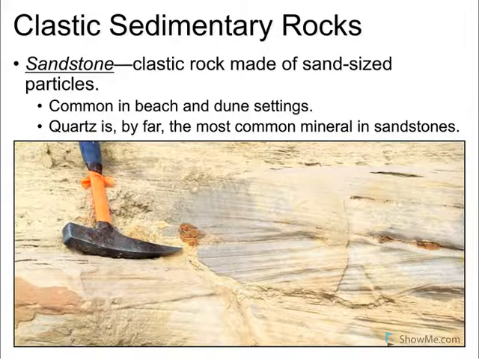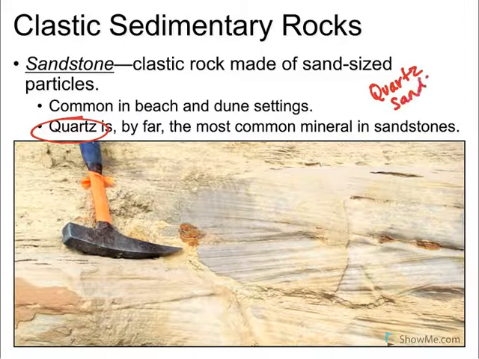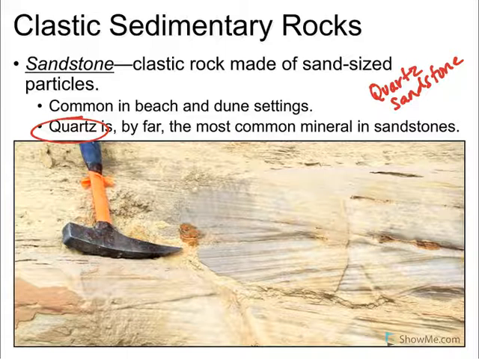So sandstone in general is a rock made of sand-sized particles. Quartz is usually the most common type. So when we find that, we call it quartz sandstone. And quartz sandstone is usually white in color because it's got all that quartz in there. So if you've ever been to Pensacola Beach, you've definitely seen quartz sandstone, nice and white.